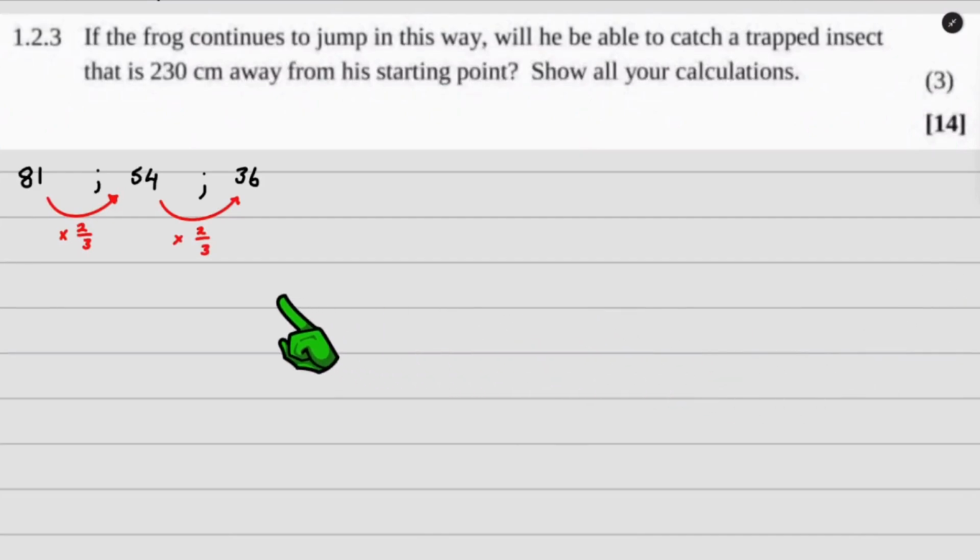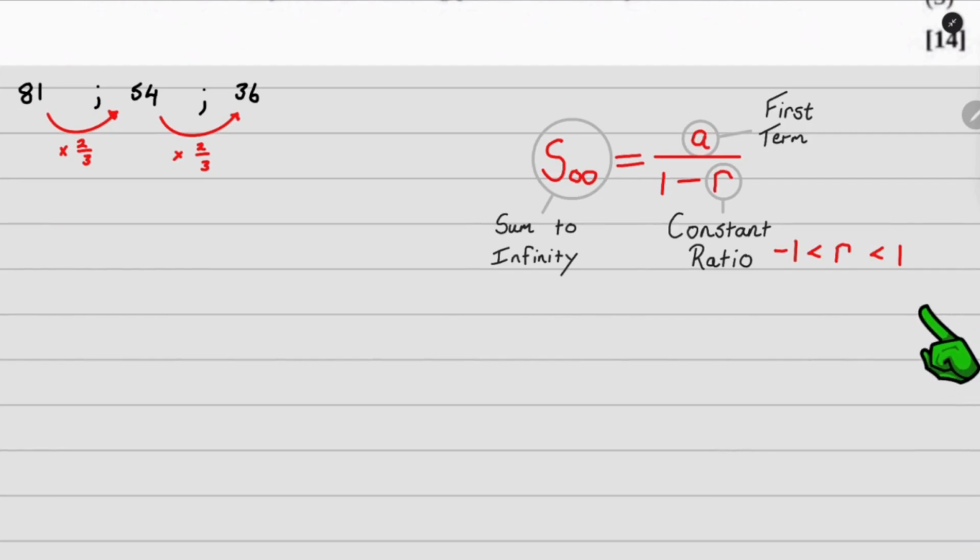If we have a look at our pattern, we can see how the numbers are getting smaller. That means it's a converging pattern, which means I can use the sum to infinity to find out the total distance that the frog covered. And how you know it's converging is if the ratio is smaller than 1 or bigger than -1. So we're going to grab our sum to infinity formula, which is given on the formula sheet, so you don't have to remember it off by heart.